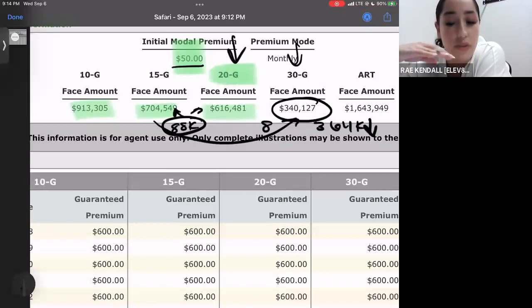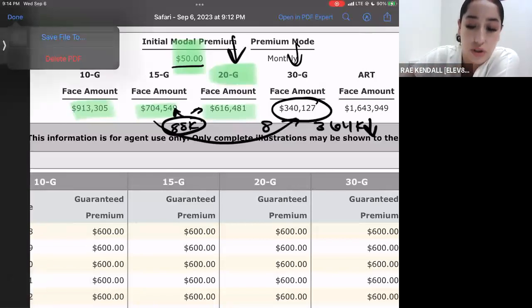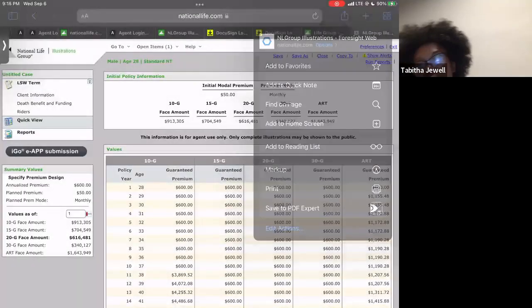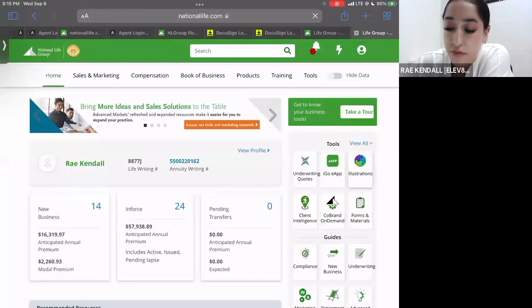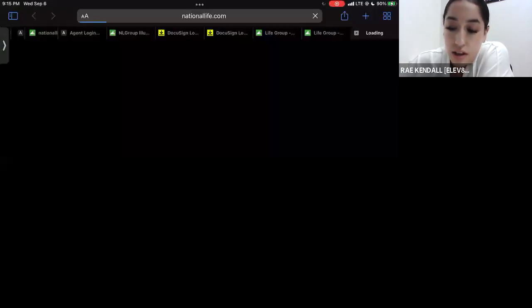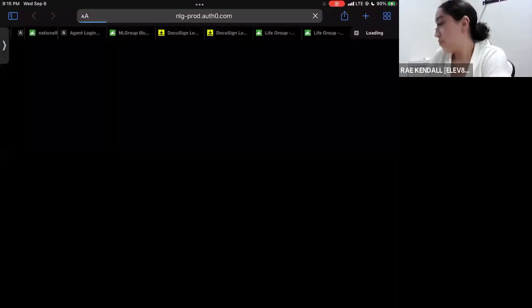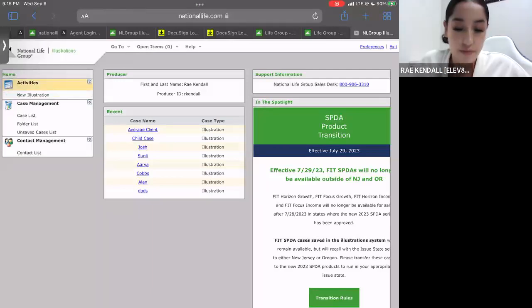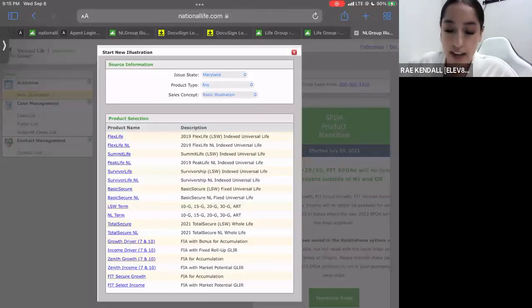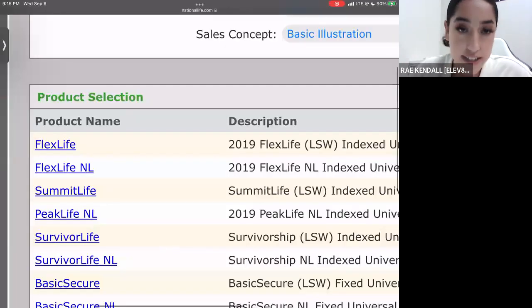They have living benefits. Living benefits are 60% access to their money if death, cancer, or disability happens, right? So those are terms. Okay. So I'm going to get into the fun part, which are IULs. We go to New Illustration, pick our state, and we go to Flex Life NL.